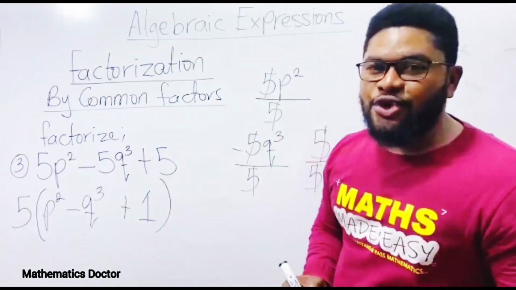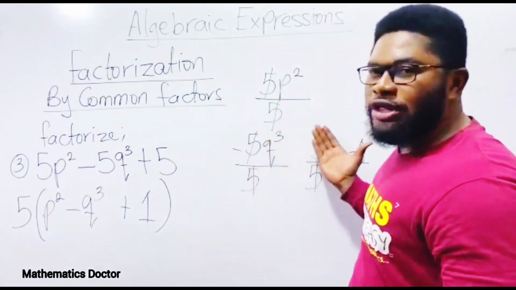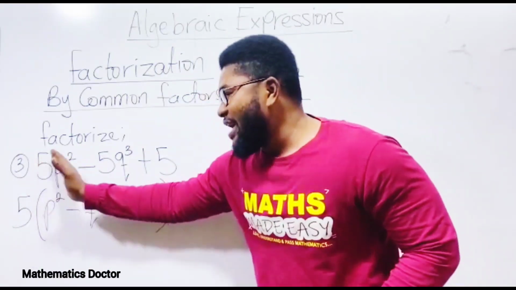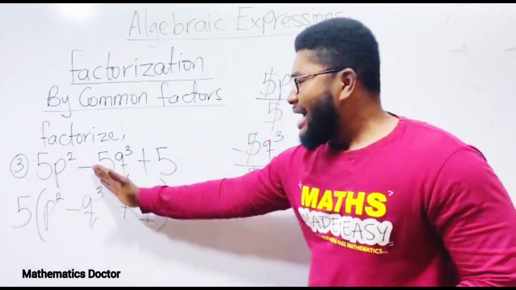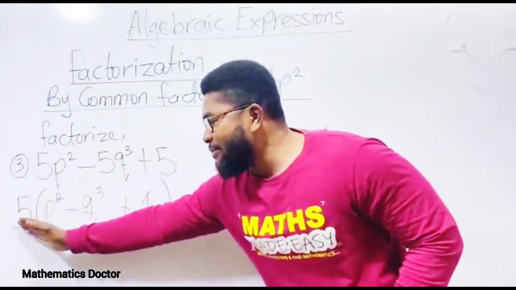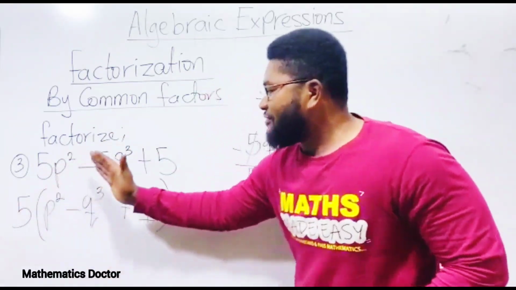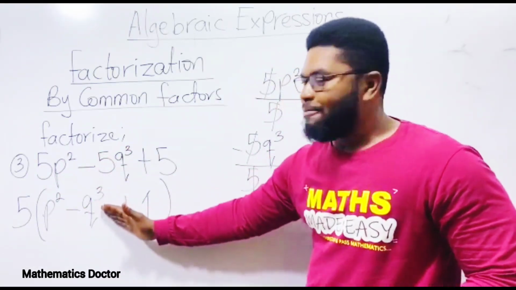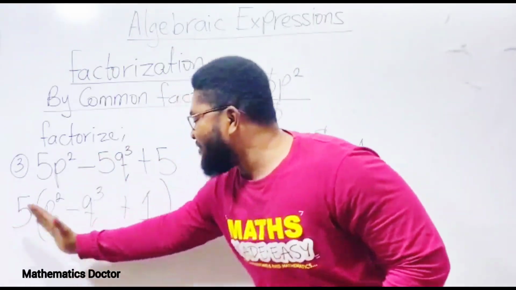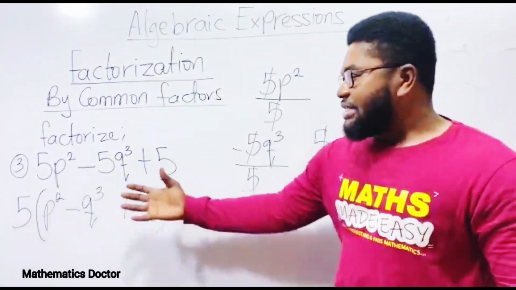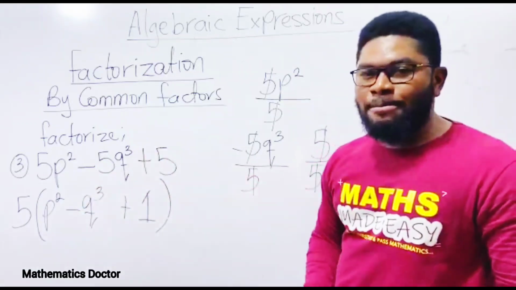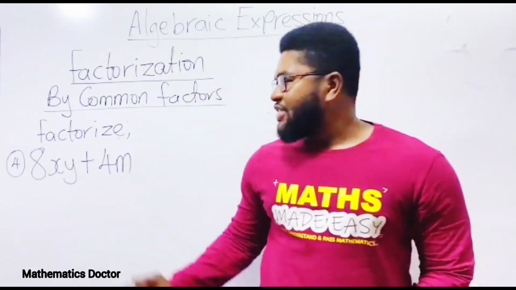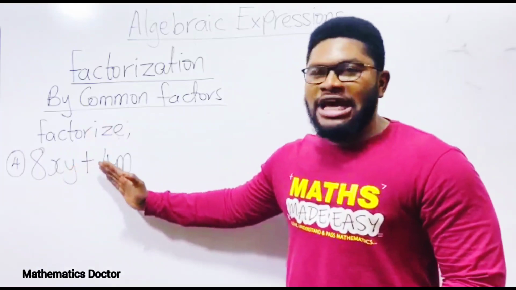Now, if you scan your eye through this question, you realize that even without going through this approach, you can just say 5p squared divided by 5. 5 will cancel 5, remaining with p squared. Minus 5q cube divided by the common factor 5 gives minus q cube. Then finally, positive 5 divided by 5 will give us 1. So finally, this is our answer, which is 5 into bracket p squared minus q raised to the power 3 plus 1.